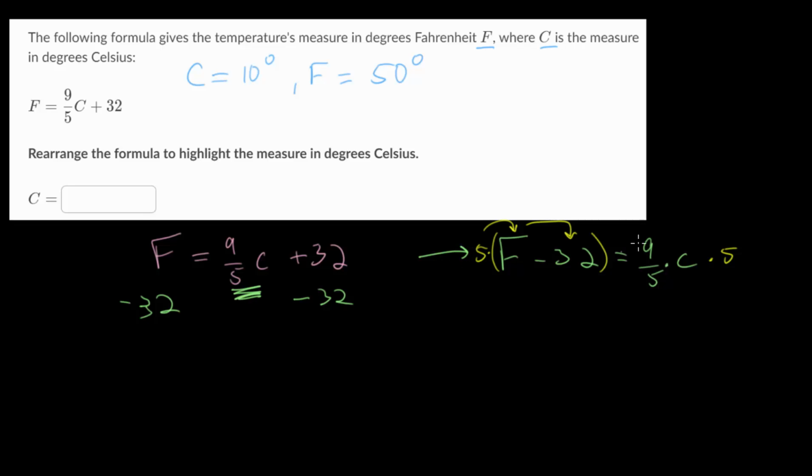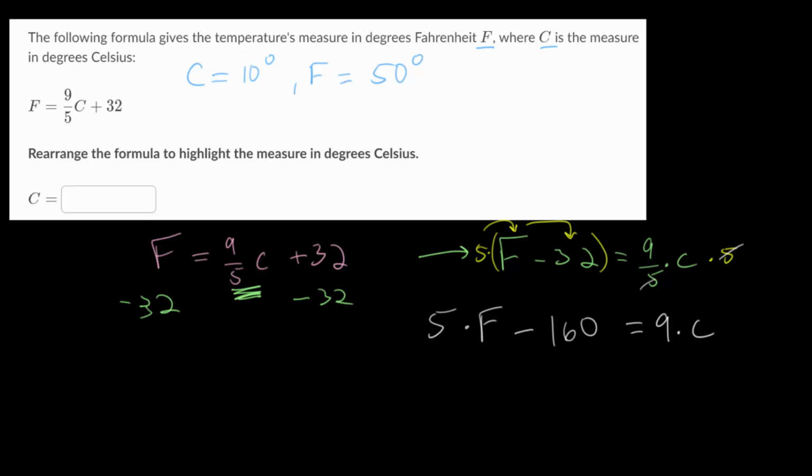We are multiplying everything by 5 on the left-hand side. We get 5 multiplied by f minus 32 times 5. And 5 times 30 is 150. 5 times 2 is 10. 150 plus 10 is 160. So we get 5f minus 160, and this is equal to just 9 times c, since 5 divided by 5 is just 1.